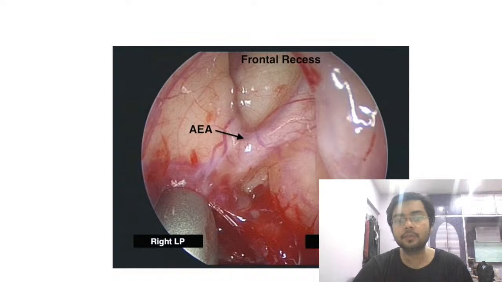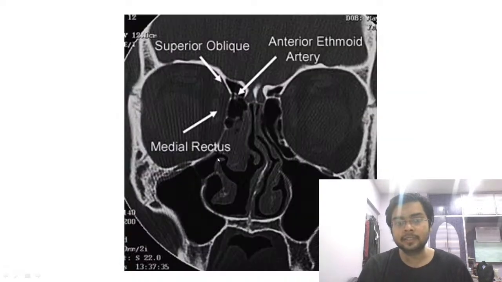The last thing that I would revise for you in today's small session is the anterior ethmoidal artery. This endoscopic view is showing you the anterior ethmoidal artery exiting from the orbit into the nasal cavity between two muscles. If you see this CT scan of nose and paranasal sinus, this anterior ethmoidal artery exits from the orbit between the medial rectus and superior oblique.